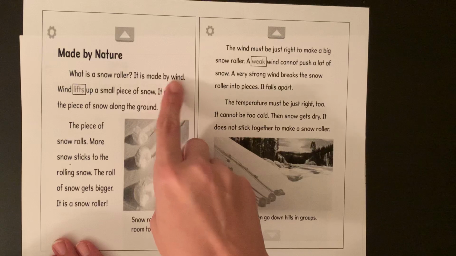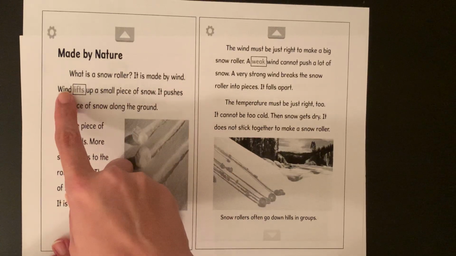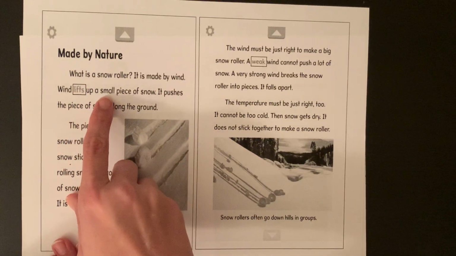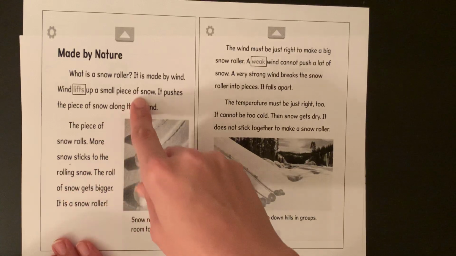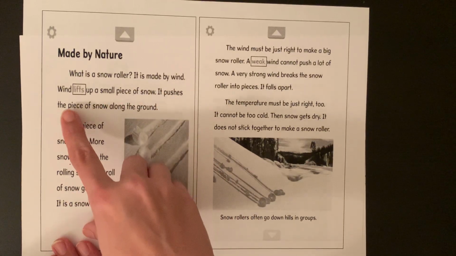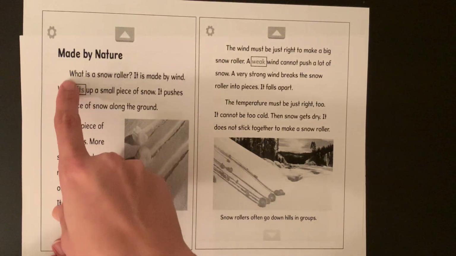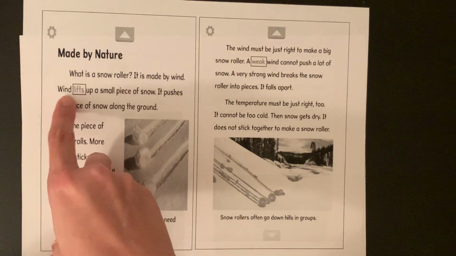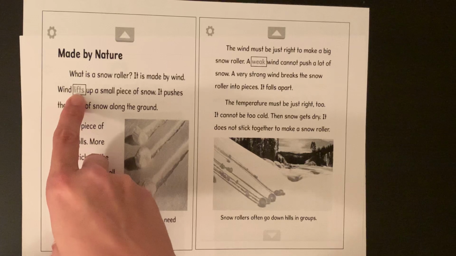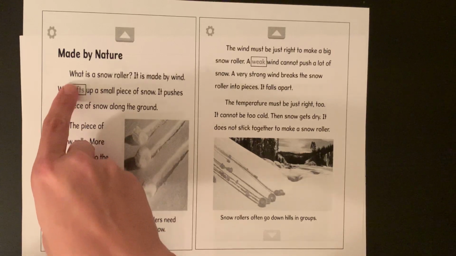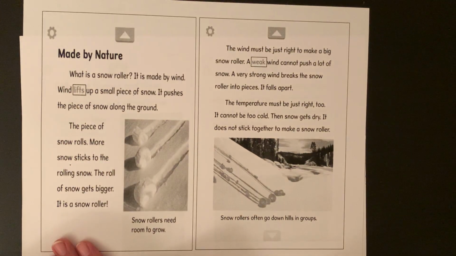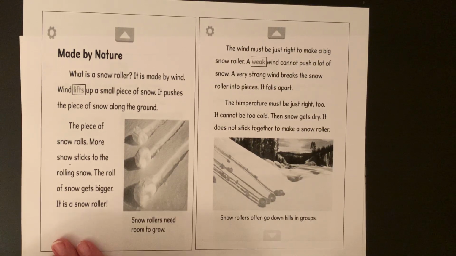It is made by wind. Wind lifts up a small piece of snow. It pushes the piece of snow along the ground. And if we notice, this will be like our bold print word. They have it a little lighter gray and in a box. So that's an important one we want to be thinking about. Maybe that's one of our unknown words we might be using for our activities this week.